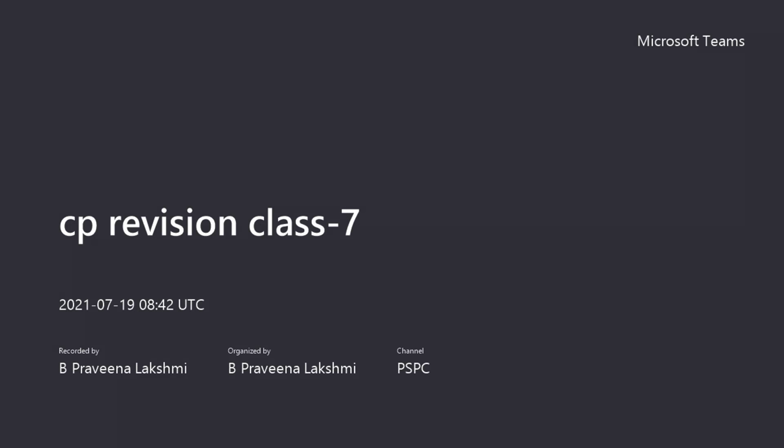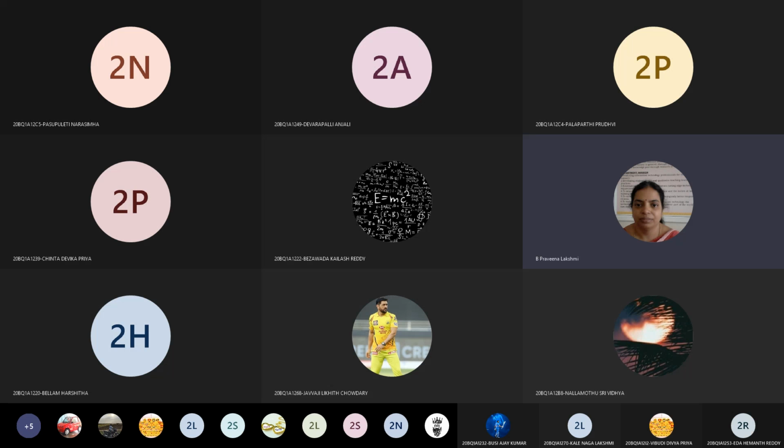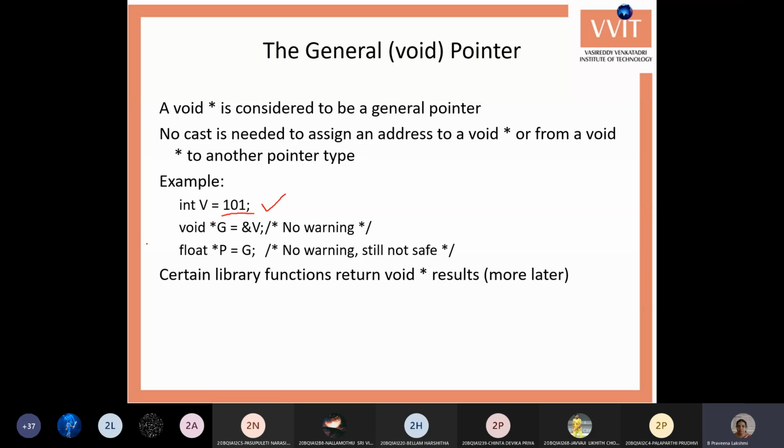v is a variable of type int with a value 101. Now two pointers are created: one is a void pointer, asterisk g, and another one is a float pointer, p. If you try to store the address of the v variable in these two variables, storing &v in the g variable gives no warning or error messages. It can store the address.